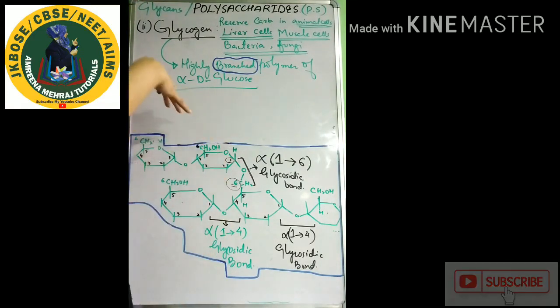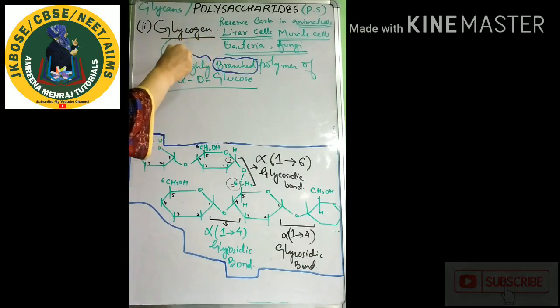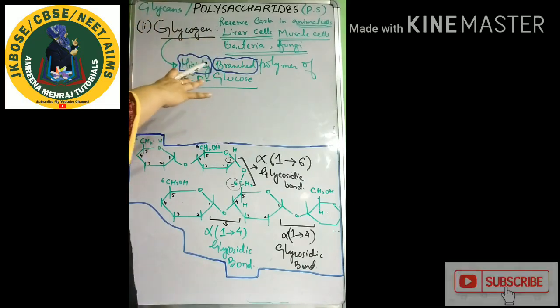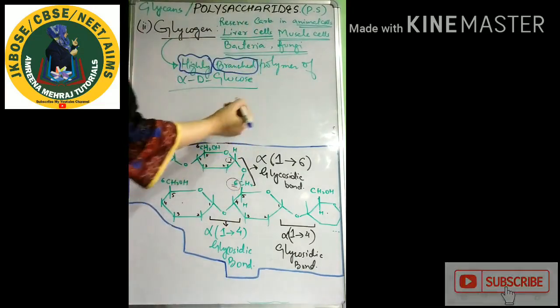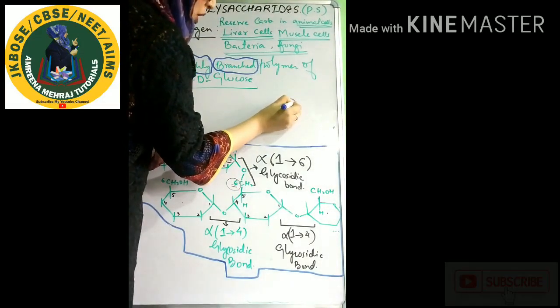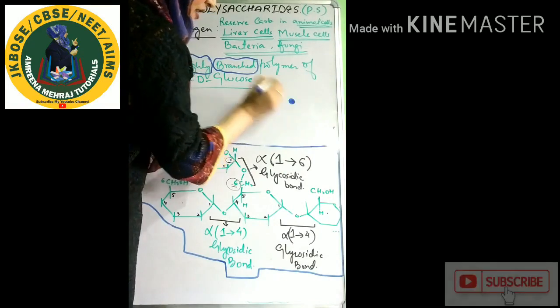Okay, but what is the difference? It is that it's highly branched. It's not as branched as in the case of amylopectin. It's highly branched. In its form, you will see some protein in the center first of all.